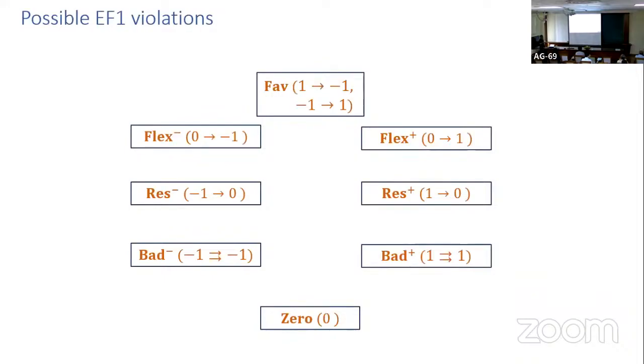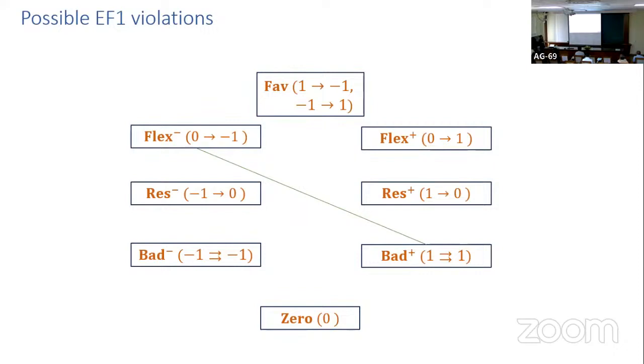Whenever we have a favorable set, we just go and assign those favorable sets. I'll highlight all the possible EF1 violations here, but the edges highlighted in green are the violations that we encounter in our algorithm. Other violations we do not encounter. So as long as we have favorable sets, we go ahead and assign them. Then we assign the flexible sets, after which we assign the bundles that are resolved.